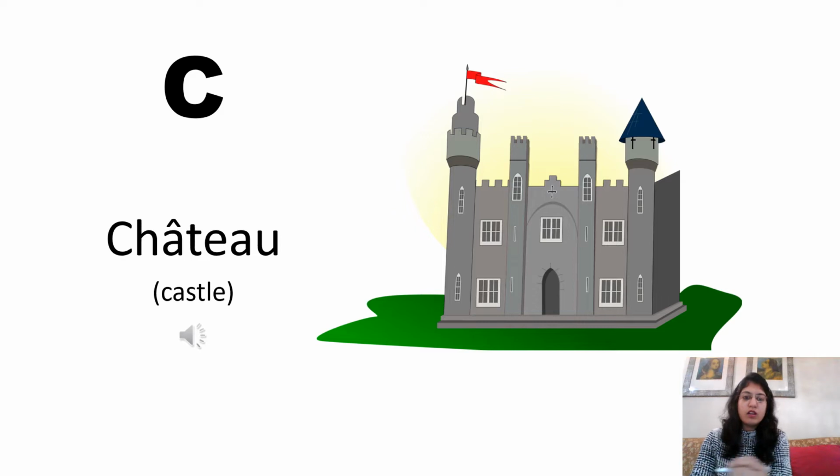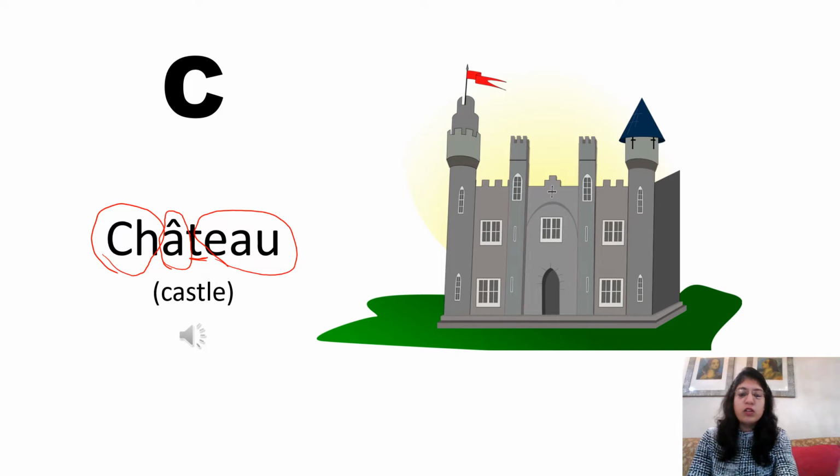Now look. CH is pronounced as sh in French, that you all know, and the A is pronounced as A in French. Even though there's a circumflex accent here, that doesn't change the pronunciation. It remains A only. And EAU is pronounced as O in French. So it becomes chateau. T becomes T. So it becomes chateau.